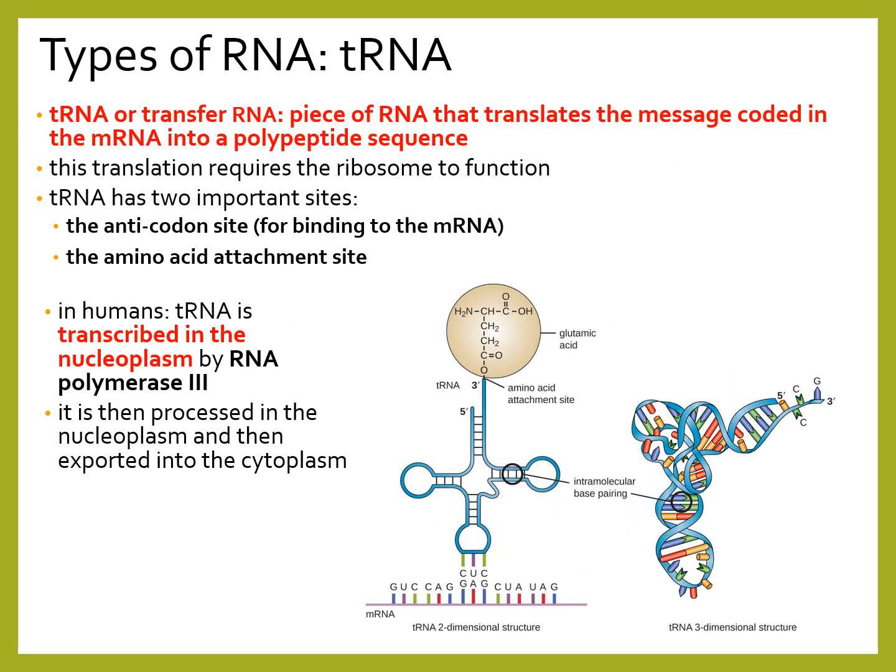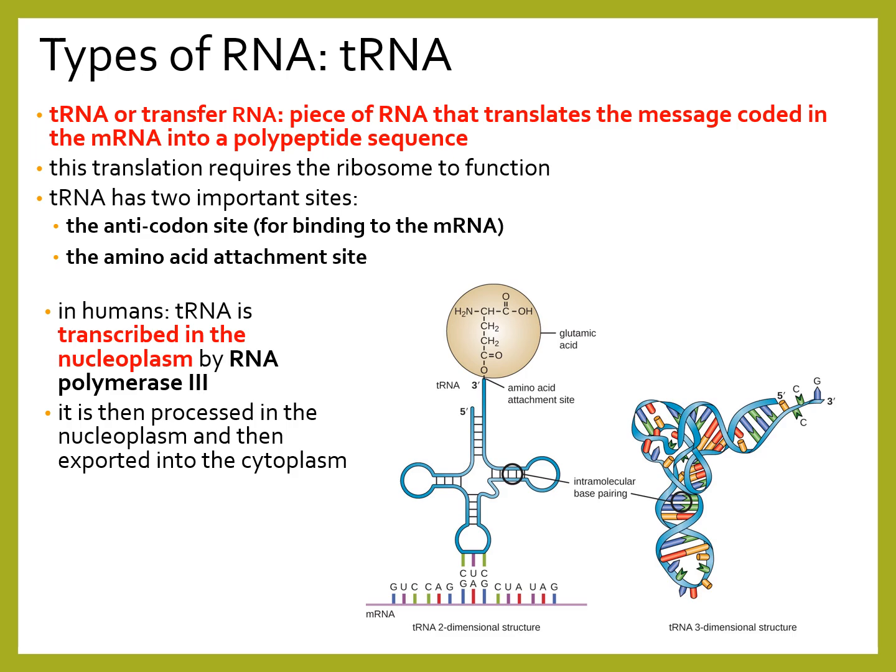tRNA genes are going to be transcribed and then the RNA transcript is going to be modified into transfer RNA. The job of transfer RNA is to translate the message coded in our messenger RNA into a polypeptide sequence, so that polypeptide sequence can become a functional protein. In humans, the tRNA genes are transcribed in the nucleoplasm by RNA polymerase III. They are then processed to form this very unique structure, and then they get exported out into the cytoplasm where they're going to perform their job in translation.